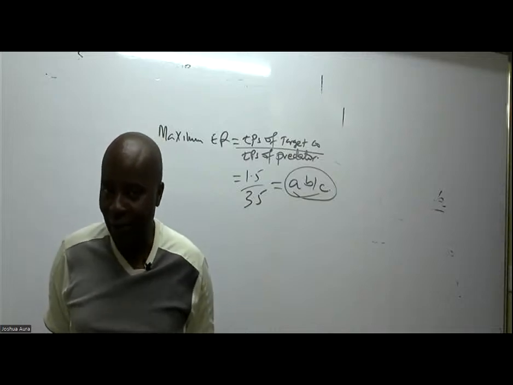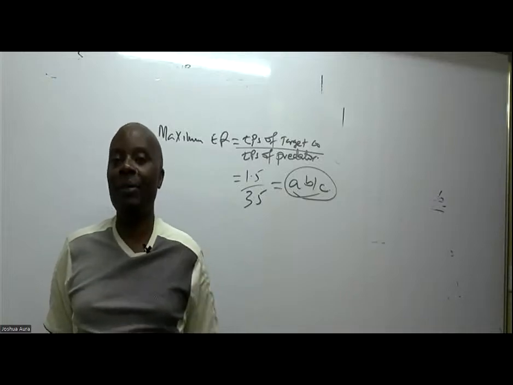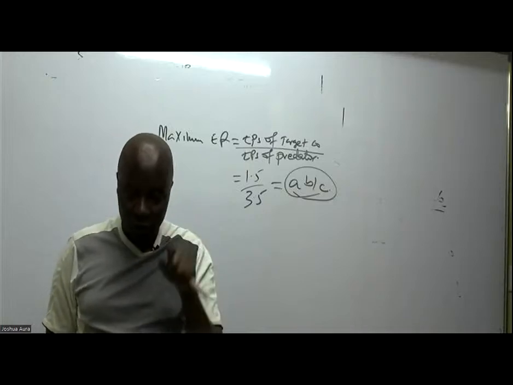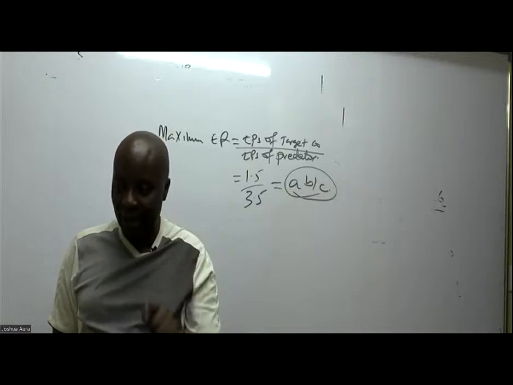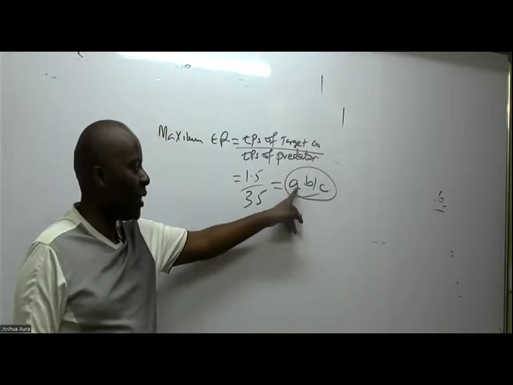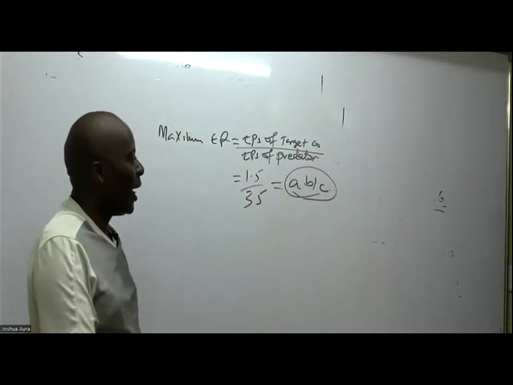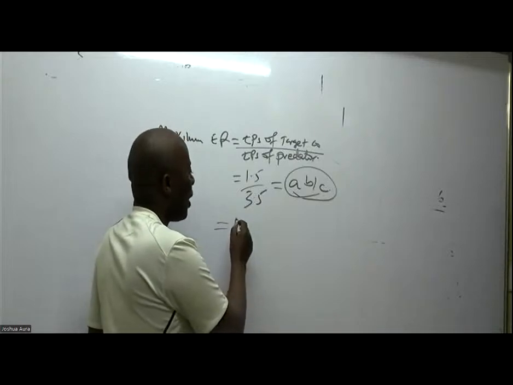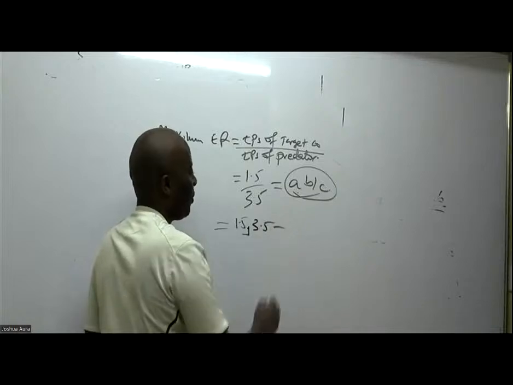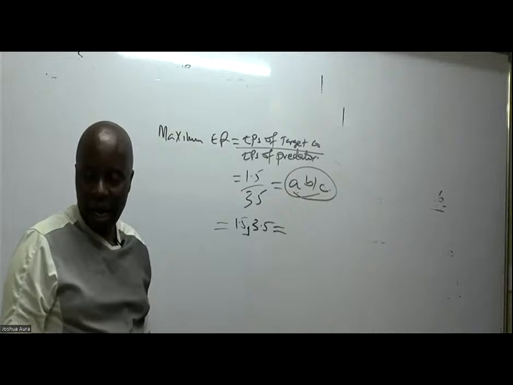This is a machine. Garbage in, garbage out. Make sure you punch it very well: 1.5 over 3.5 equals, and then ABC. There is this button called ABC. You can even enter 1.5 over 3.5 directly and see whether your calculator will give you 3/7.